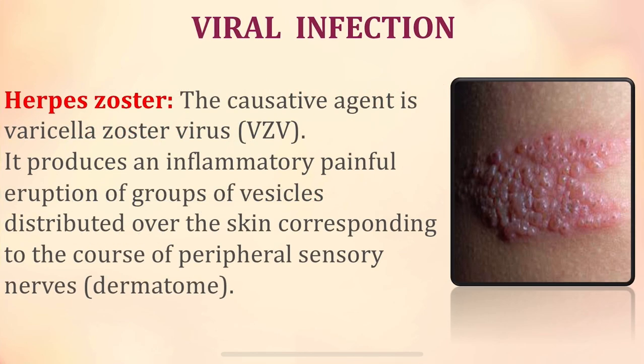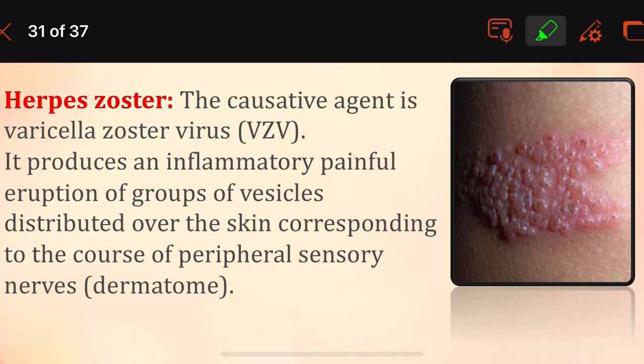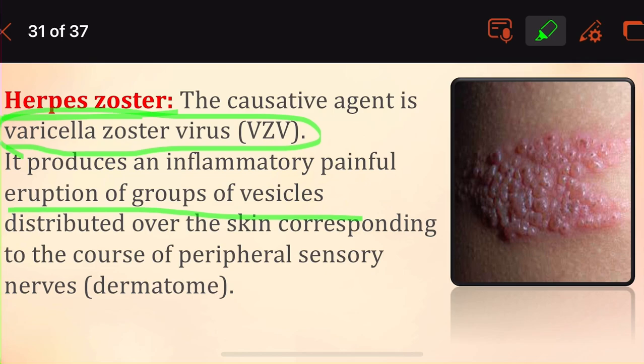Then we have the viral infections, which are discussed in detail here. Herpes zoster, most of the things we have already studied, so we'll move on quickly. Herpes zoster, guys, what did I tell you? The causative organism is varicella zoster virus. It is an inflammatory, painful eruption of a group of vesicles distributed over the skin along the dermatome.